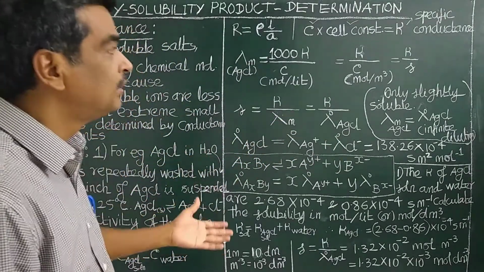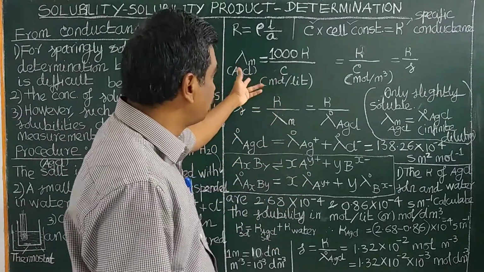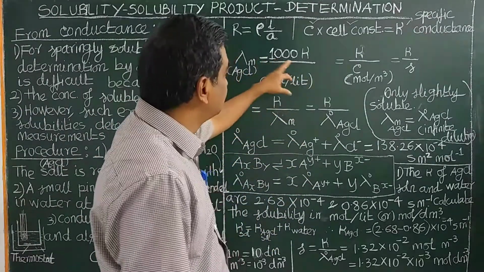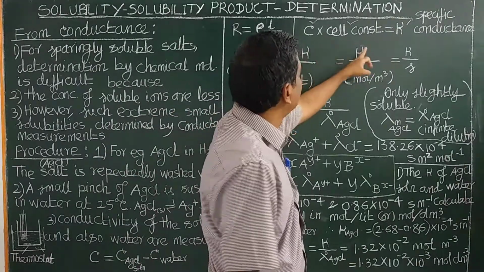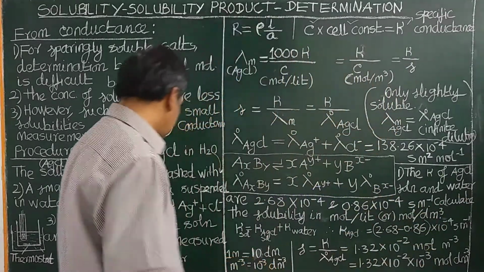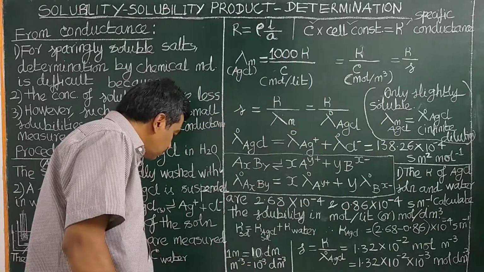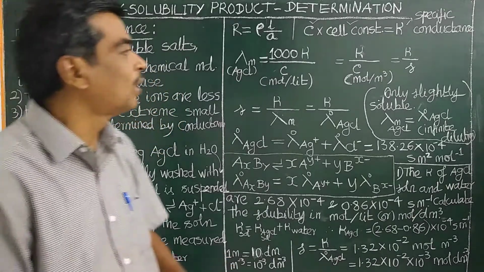What unit have they given? For example, in some textbooks they have given Siemens per centimeter for kappa, and this one is Siemens per meter. So please be careful with the units when you solve problems. Then you will be able to solve them very easily.